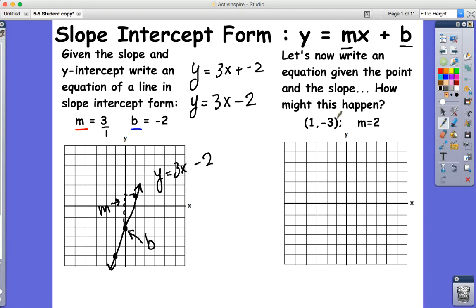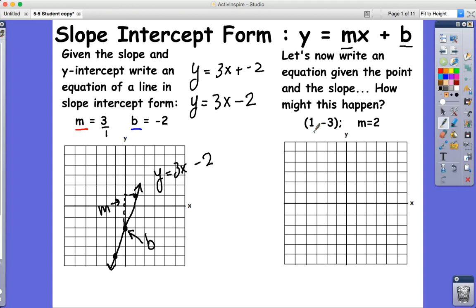How might this happen? So this time we are given m, but we're not given b. Over here we were given m and b. Over here we're just given m, and so we're not given b. So how could I write this equation in slope-intercept form without a b? Well, I have a graph here. I could graph this and try to see where the line crosses the y-axis. And if it crosses at an integer, then that would definitely help me. And I can write the equation just like I did over here.